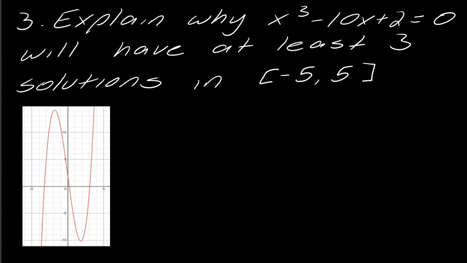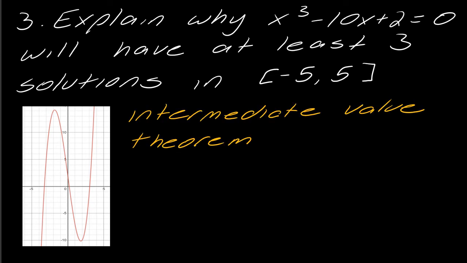Okay. So moving on to 3 here: explain why x to the third minus 10x plus 2 equals 0 will have at least 3 solutions in the interval from negative 5 to 5. So this problem is really screaming for the intermediate value theorem.